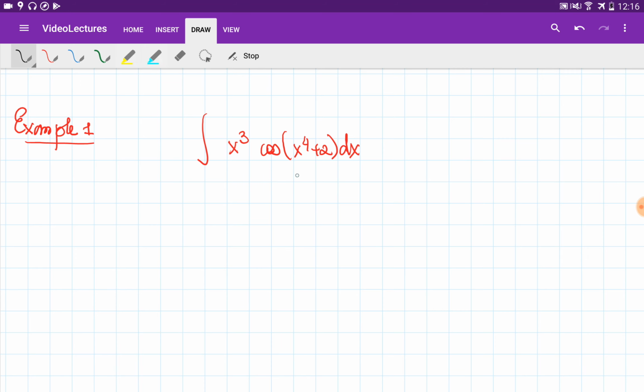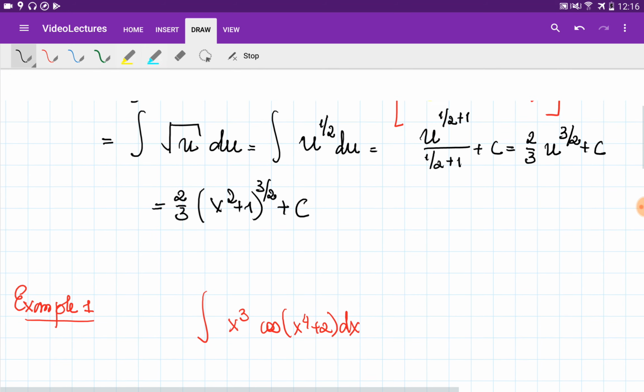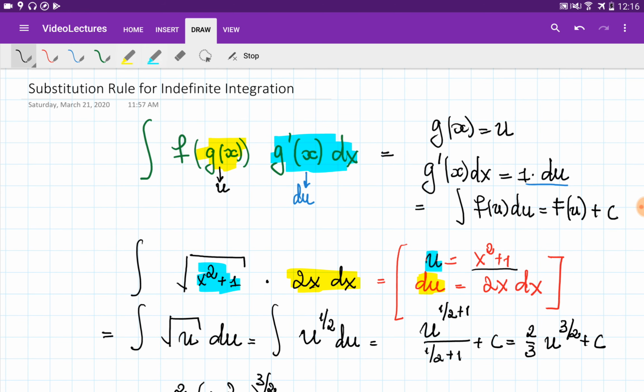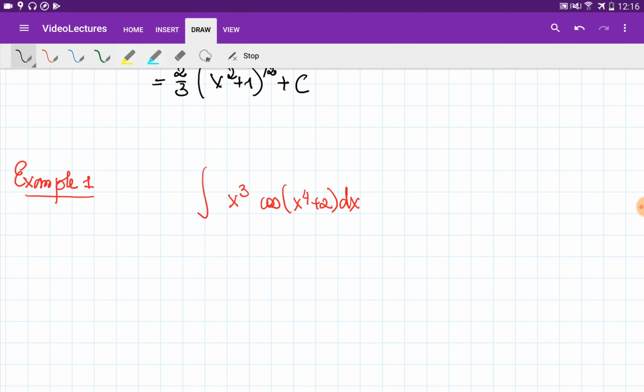I've got this function here, and according to the structure, I see a function and its derivative, right? In our case, the function is going to be x^4 plus 2, and its derivative is going to be x cubed multiplied by the dx in some form. Okay, so let's try to do this.